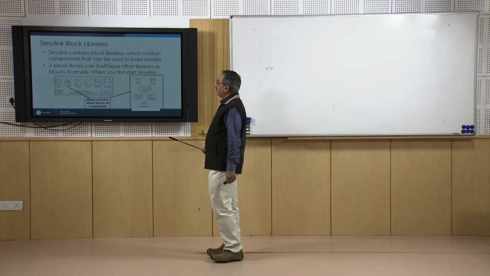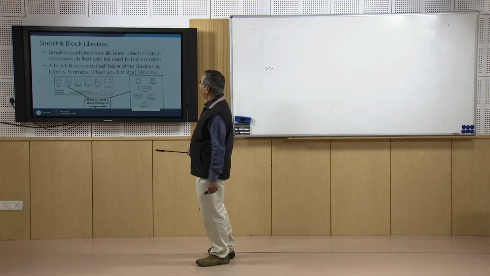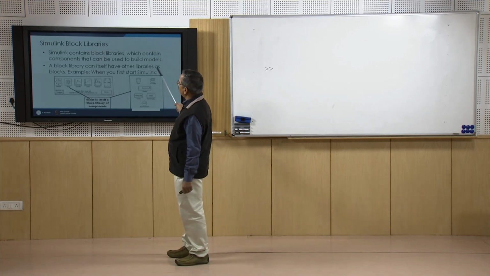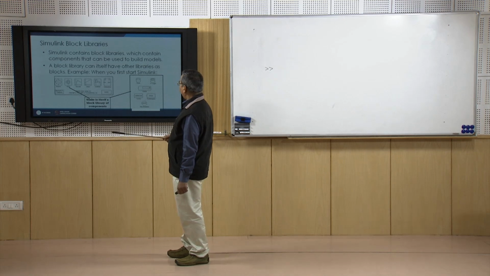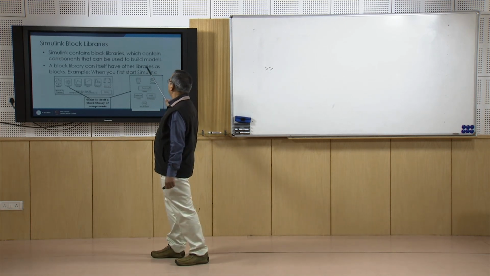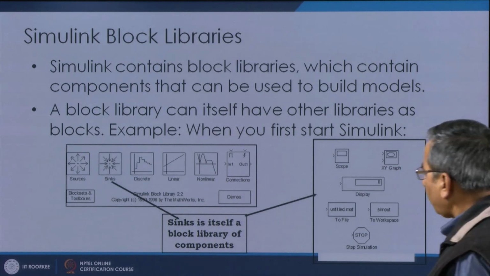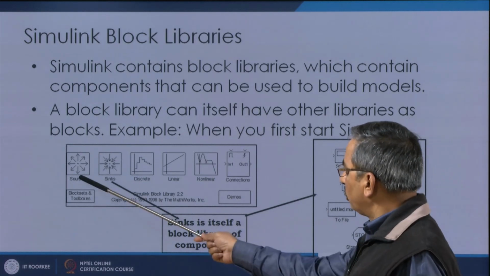Now, the Simulink block library contains components that can be used for building the blocks, and this block library can itself have other libraries as blocks. For example, here you can see that you have a source.